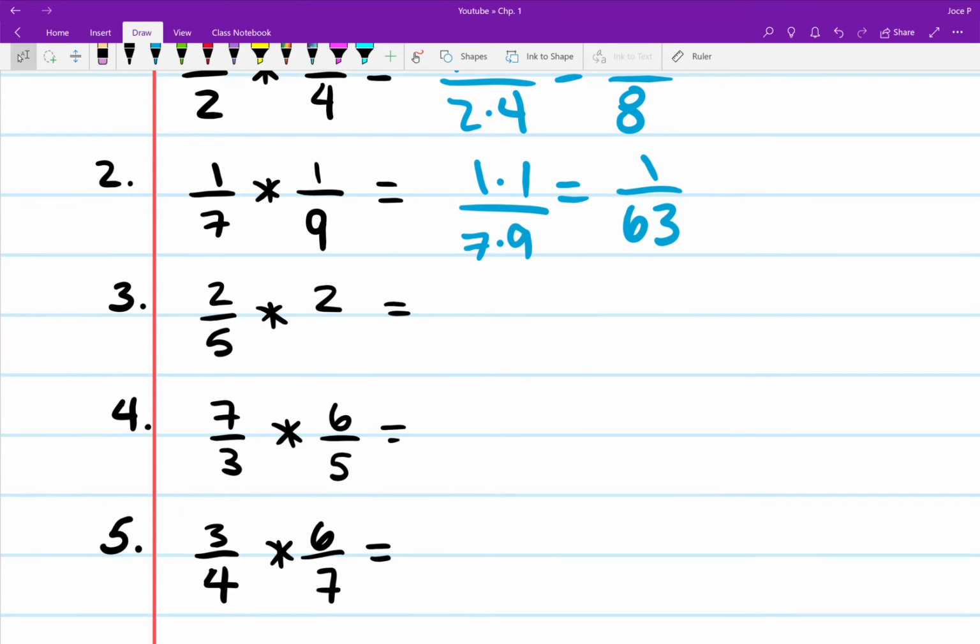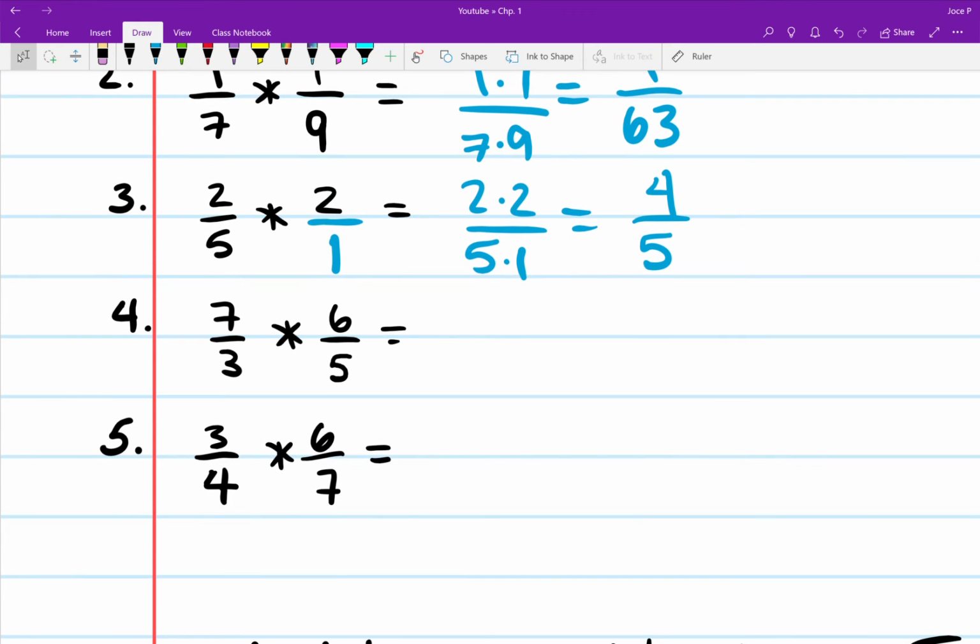Great. 2/5 times 2. When a number doesn't have a denominator and it's just a whole number, we can assume the denominator is 1. It's 2 over 1, really. So we're going to have 2 times 2 over 5 times 1, which is equal to 4/5.